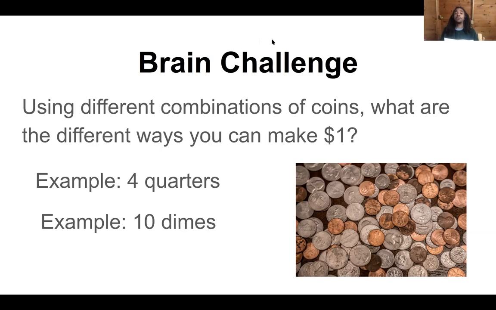You could have 4 quarters. That makes $1. You could have 10 dimes. You got any other ones, Ian? What else could we do? Okay, 2 quarters and 5 dimes. 2 quarters, that's 50 cents, and 5 dimes, that's 50. Okay, so that's $1, right? Okay, you could do, let's see, five nickels, that's 25 cents, 1 quarter, and 5 dimes. Right? Cool. Next slide.